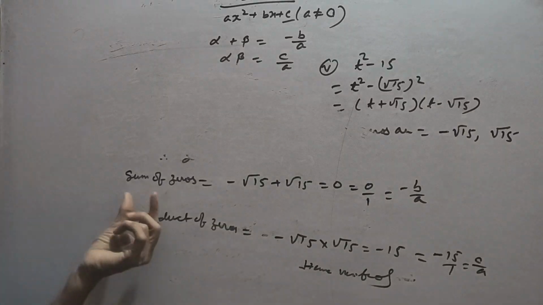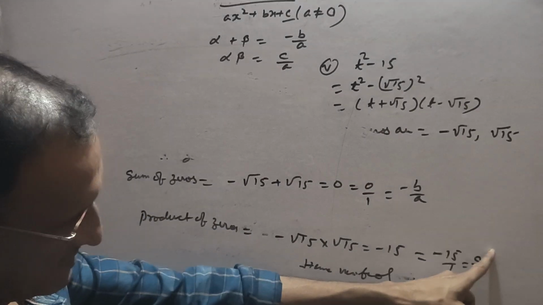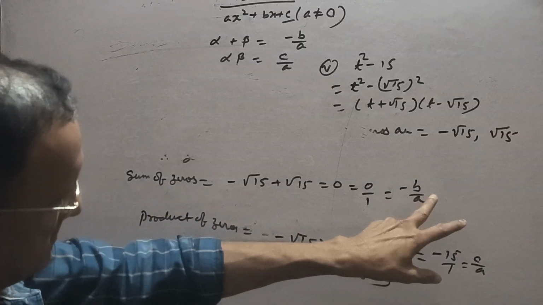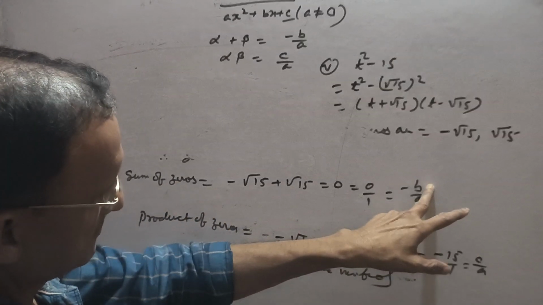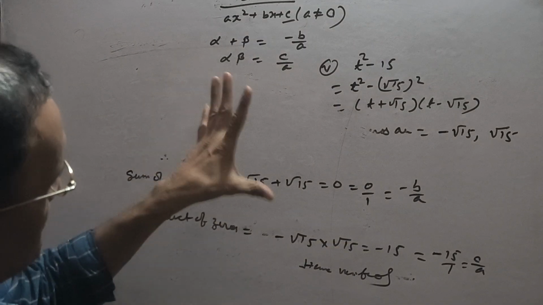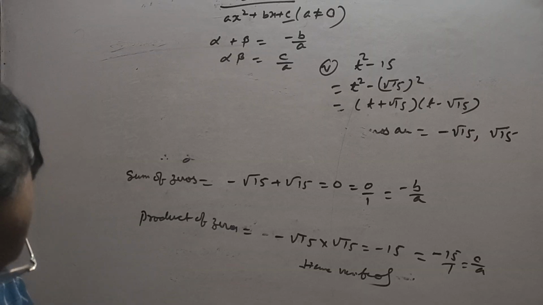Product of zeros is the constant term by the coefficient of x square. You can write it in words also, and sum of zeros is minus coefficient of x by coefficient of x square. The other sums are similar and can be done. You can do them yourself.